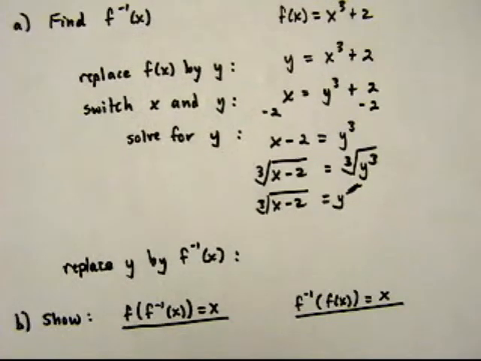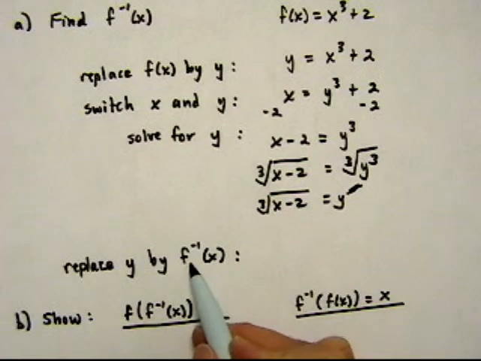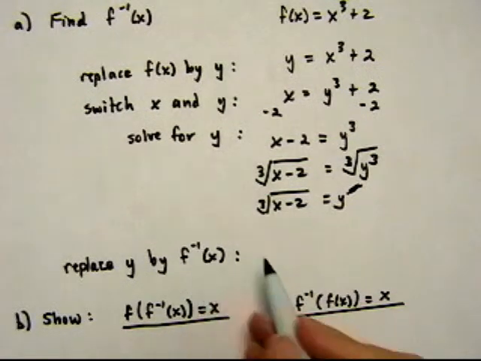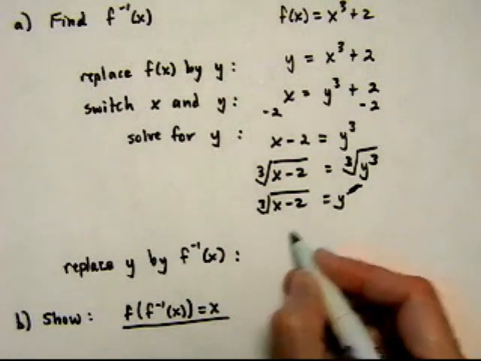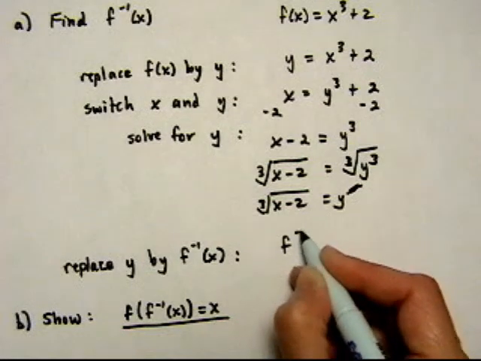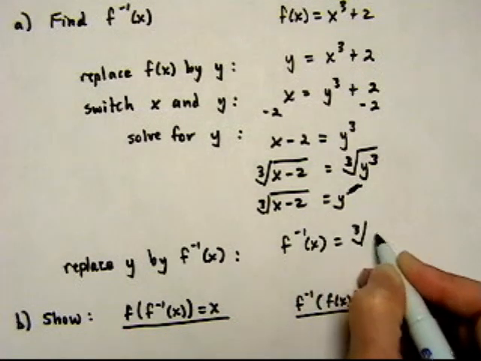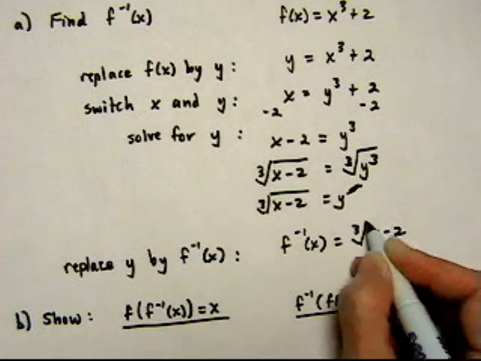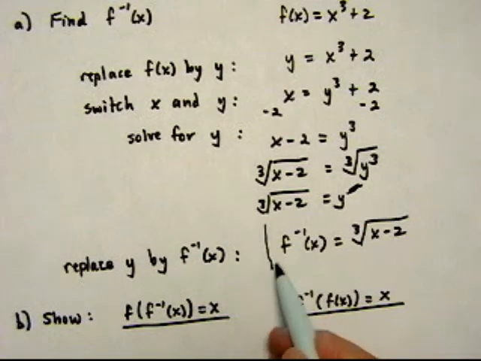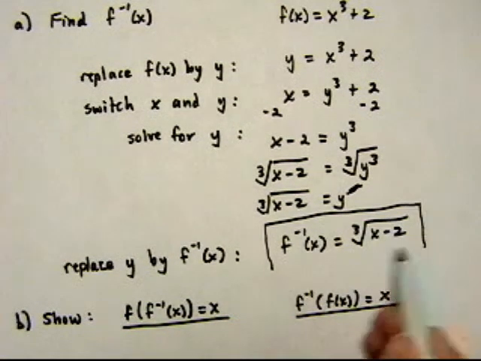And now the last thing is just a notation change. Replace y by f inverse, and I'll write it on the left side here instead of on the right side. So f inverse of x is equal to cube root of x minus 2. So that is the inverse function of f of x.